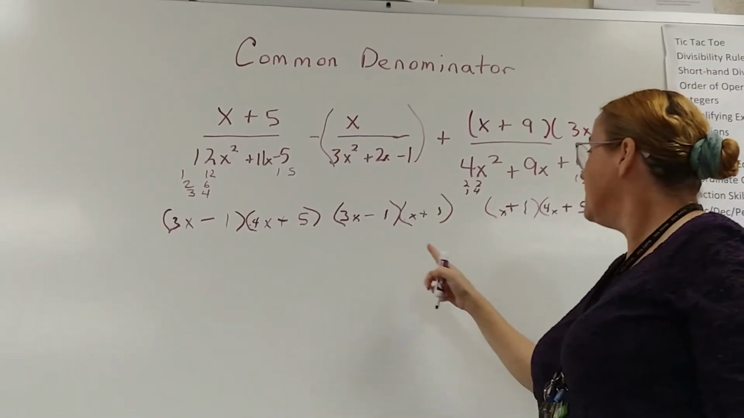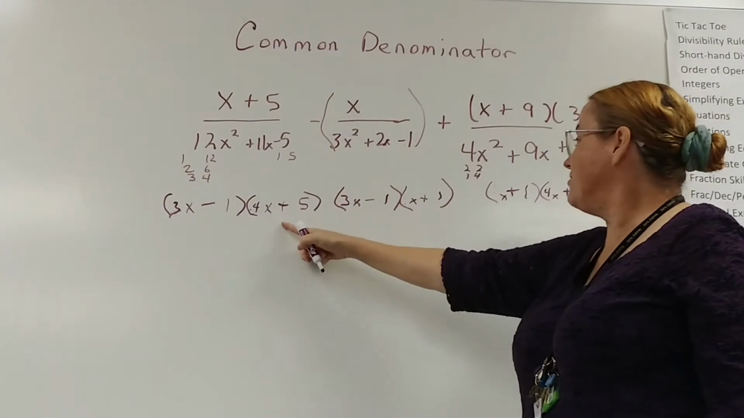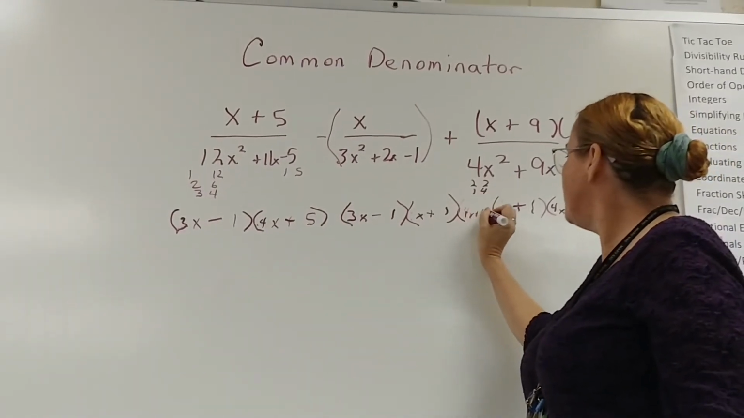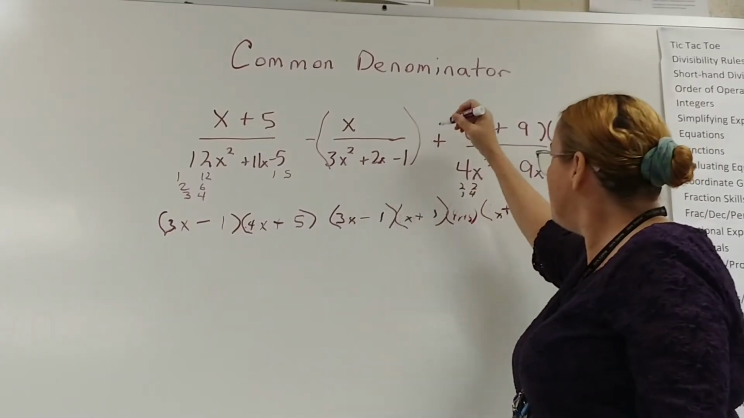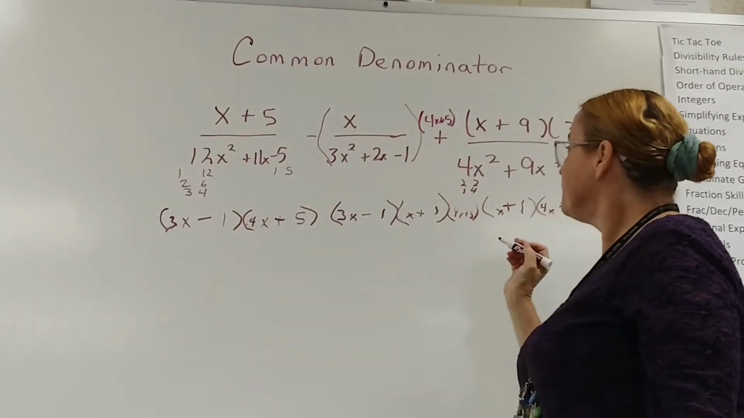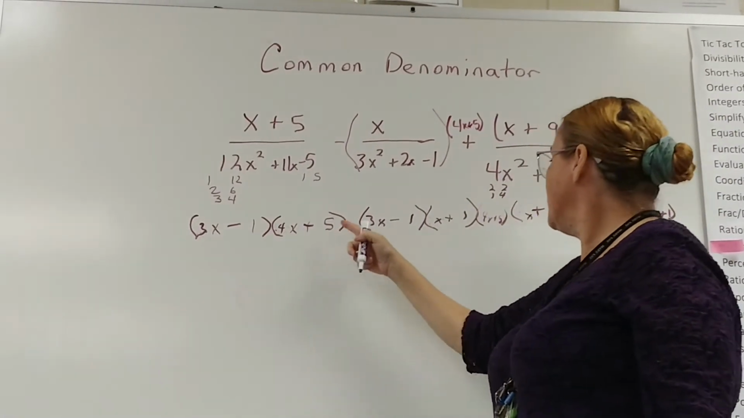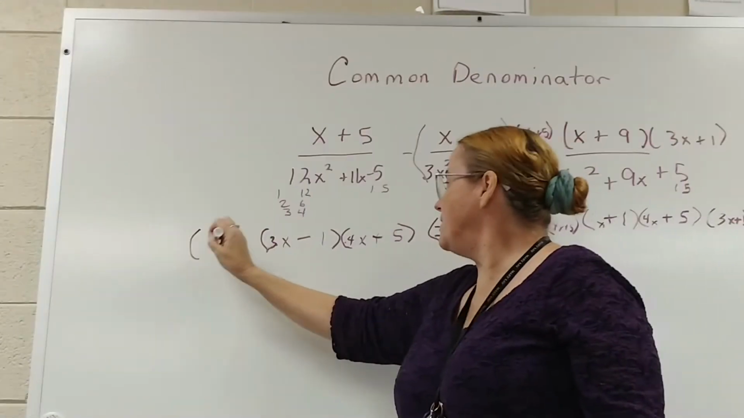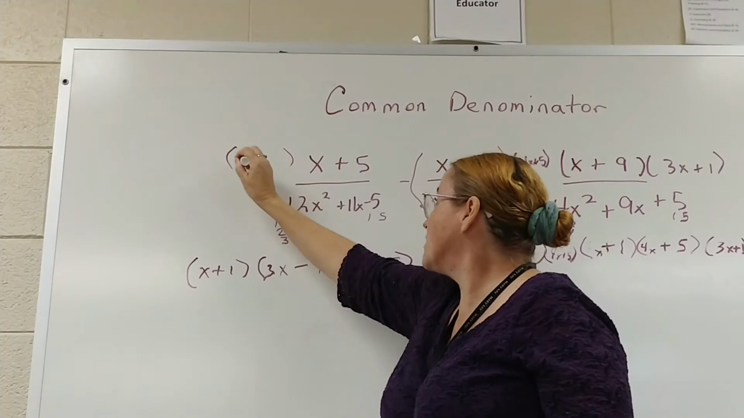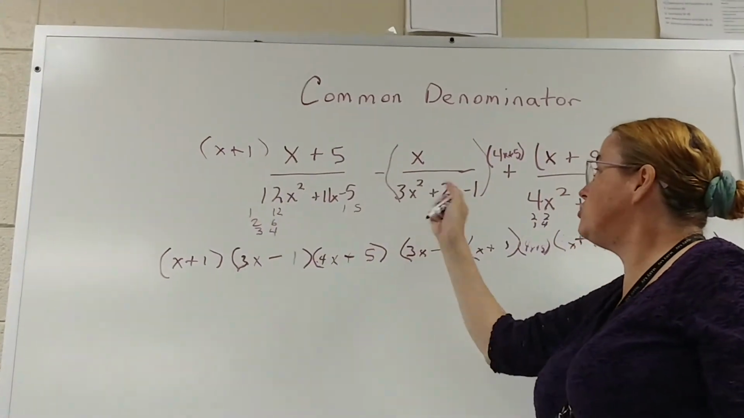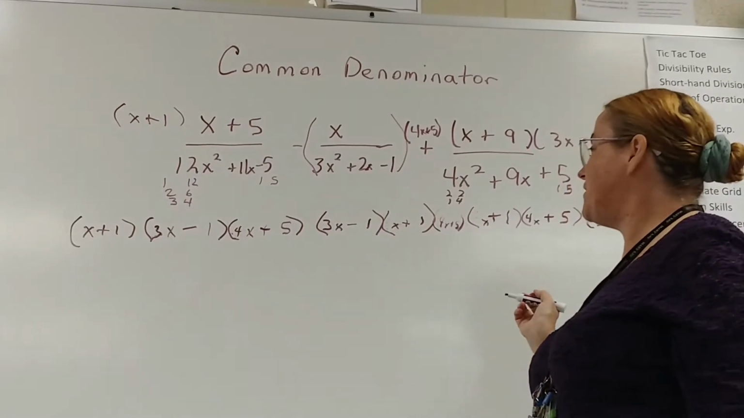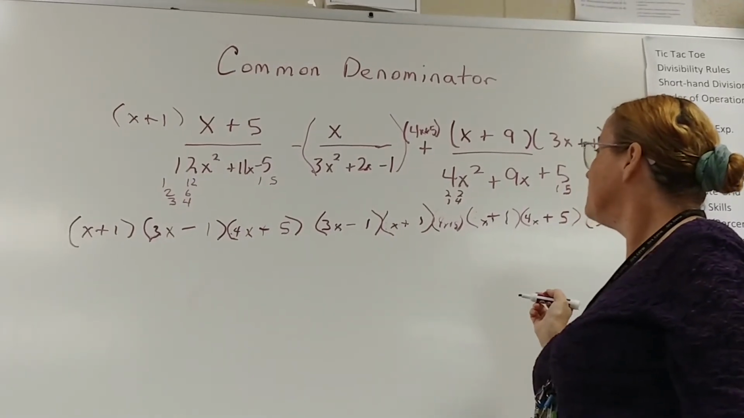Okay, this one does not have the 4x plus 5. So we're going to multiply this by 4x plus 5, and this up top by 4x plus 5. And then this one is missing the x plus 1. So we multiply this side by x plus 1, and we multiply the top by x plus 1. You do not need to do that multiplication yet. So now you look on the top and the bottom for things that can reduce.